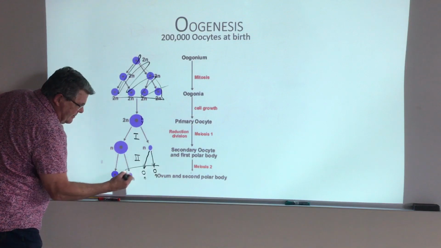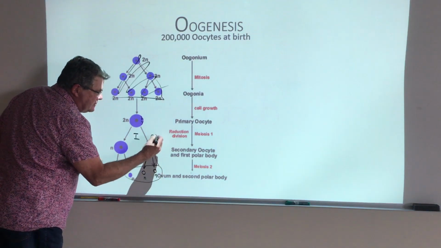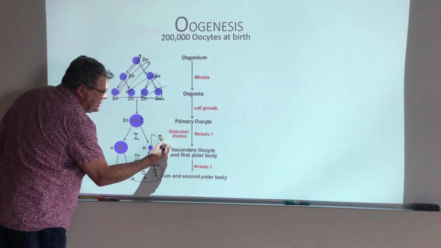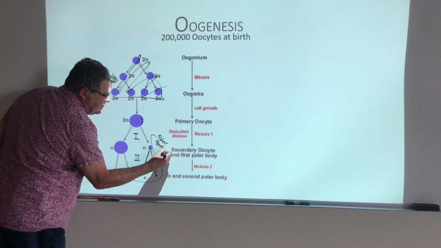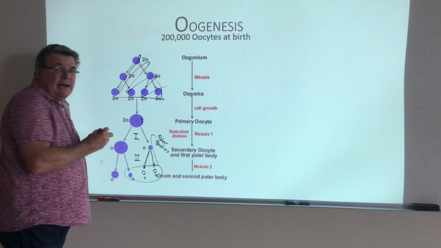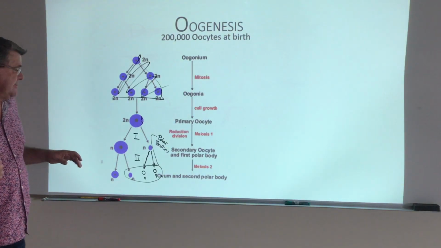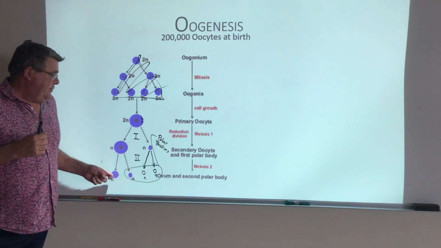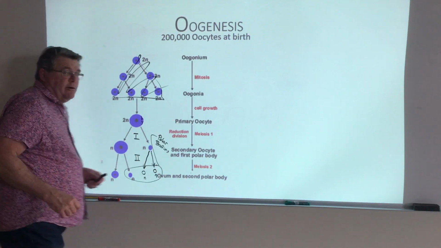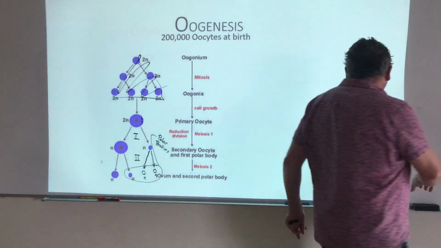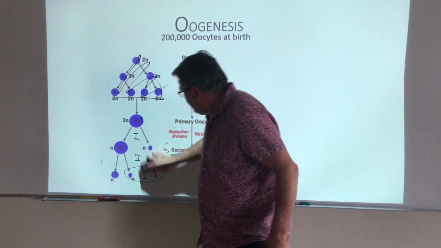These down here are called polar bodies and will do nothing. They'll die. There's not enough cytoplasm to keep them going. This is the egg. This is what we want to go for. This is the gold standard when it comes to the female reproductive system.